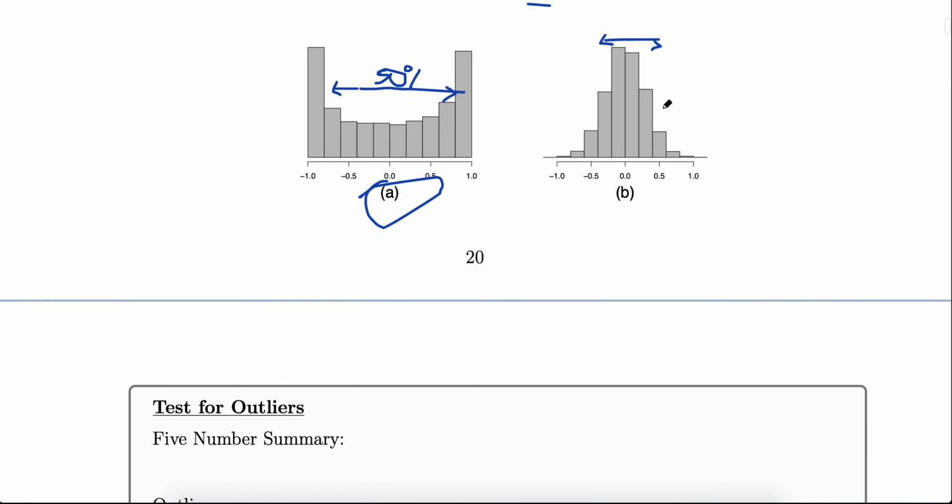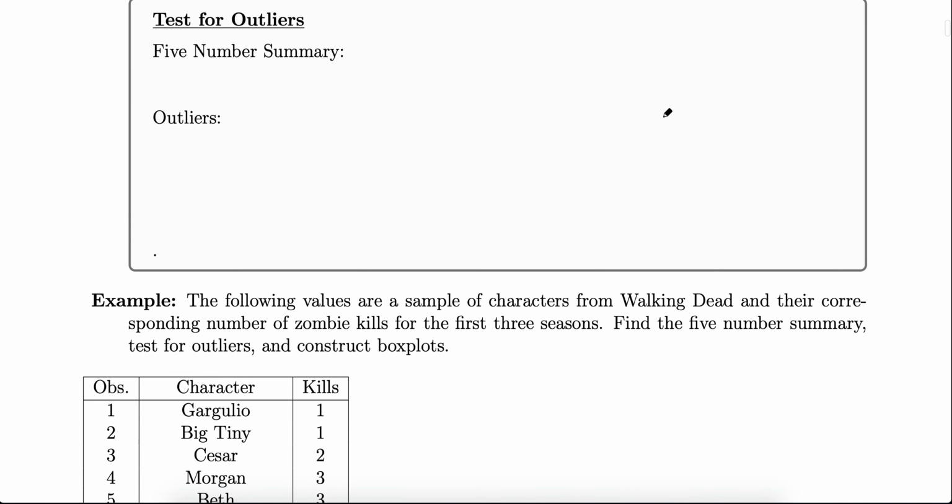Okay, so that was just a little bit of a review. Let's check out this next section. Here we're going to be doing a test for outliers in the data. So the first thing to test for outliers, and I should mention, make sure you know these formulas and that you're comfortable with this section.